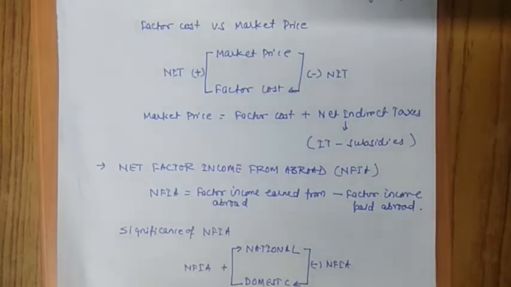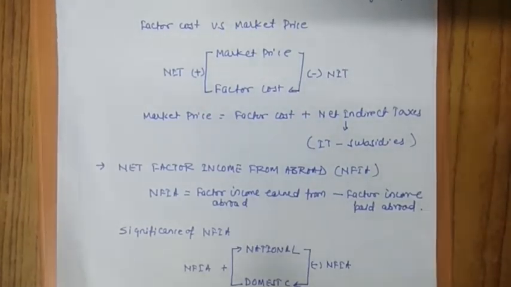Next is factor income paid abroad. Factor income to abroad is the factor income paid to the normal residents of other countries, that is non-residents, for their factor services within the economic territory. So to calculate NFIA, you will do factor income from abroad minus factor income to abroad.